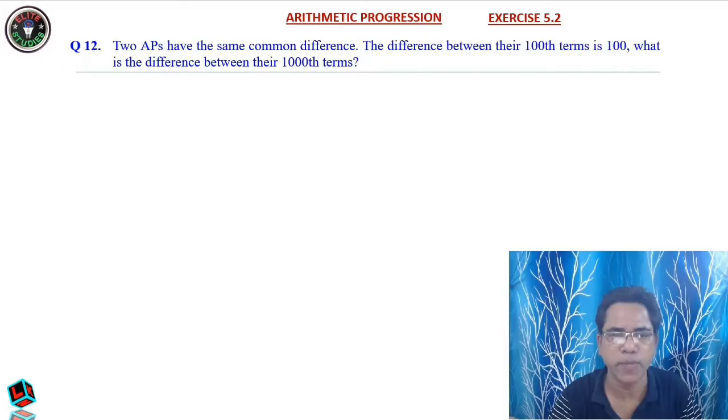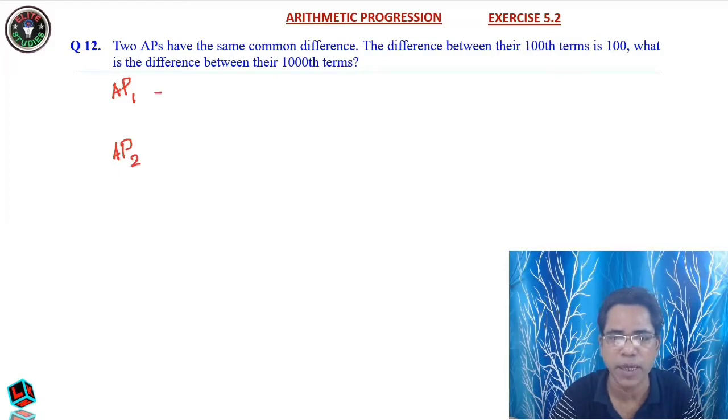Number 12: two APs have the same common difference. The difference between their 100th terms is 100. What is the difference between their 1000th terms? So here there are two APs, AP1 and AP2, but they have the same common difference.